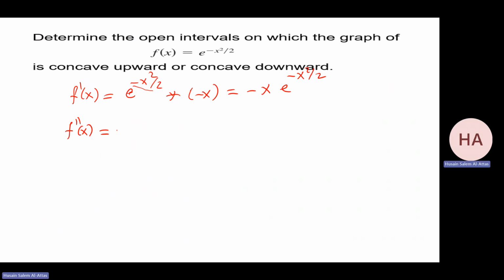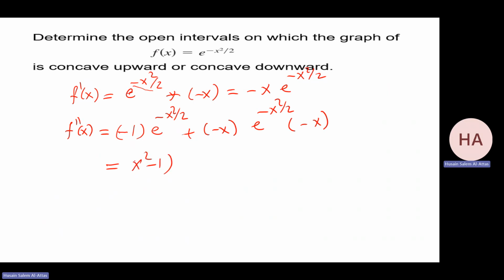Derivative of this, which is minus 1, e to the minus x squared over 2, plus minus x, derivative of this, e to the minus x squared over 2, times minus x. So that'll give me what? x squared minus 1 times e to the minus x squared over 2. By the way, the domain of f is all real numbers, so you have no problem at all.